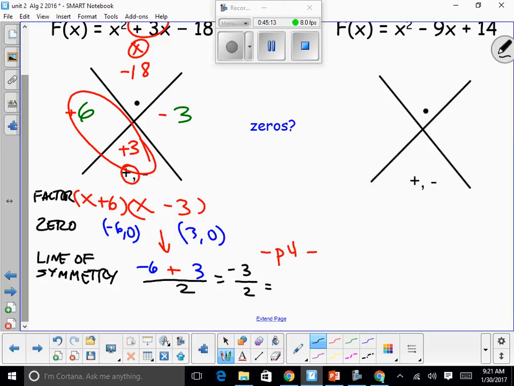So punch in negative 3 divided by 2 in your calculator. That way I can just make sure that that will be there. I know some of you are still writing on the board. All right, so negative 1.5. Let's see if we can get this thing done.